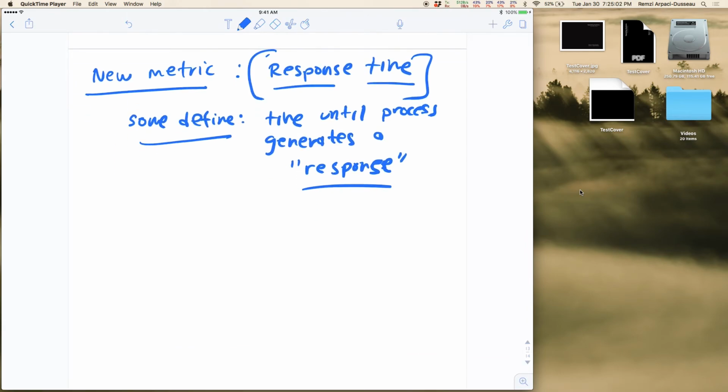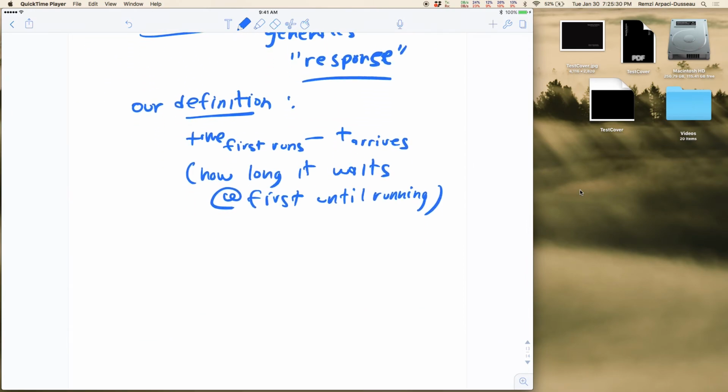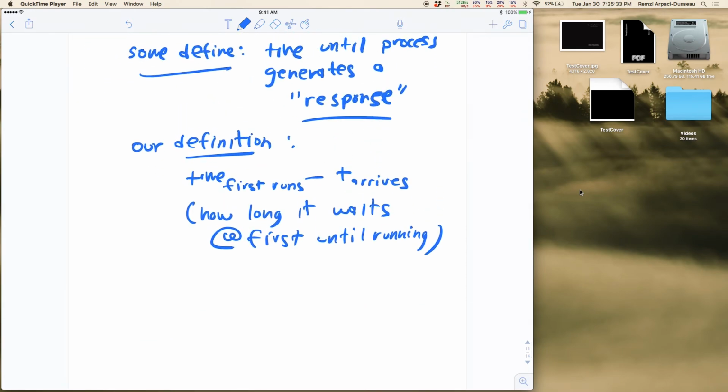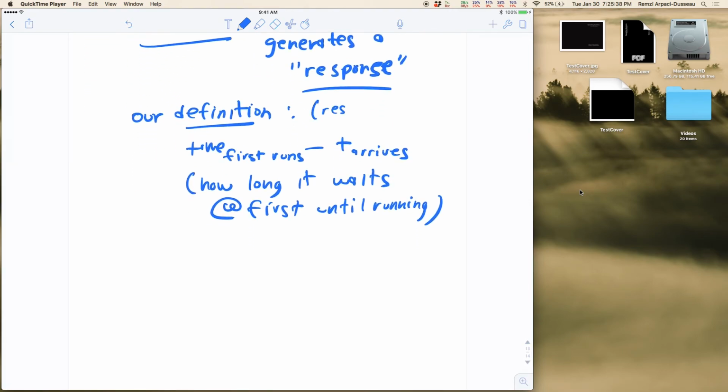I'm going to define it more simply. Our definition is very simply the time that the process first runs minus the time that it arrives. So basically, how long it waits at first until running. So that's just going to be our simple definition of response time. Just make sure I get that for you, our definition of response time.